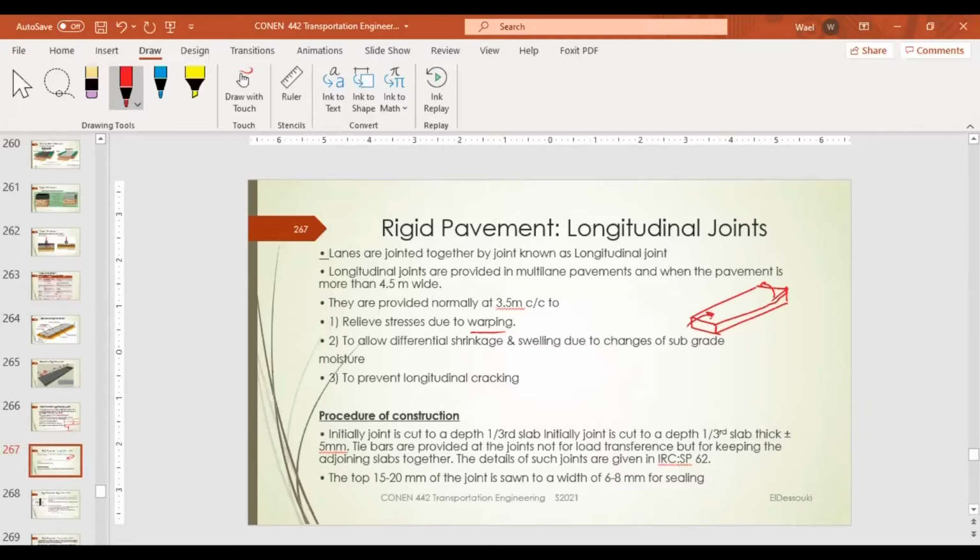The procedure of construction: initially the joint is cut to a depth of 1/3 the slab thickness, plus or minus 5 millimeters. The tie bars are provided at the joints, not for load transfer but for keeping the adjoining slabs together. Basically we put tie bars to maintain the connection between the two slabs.